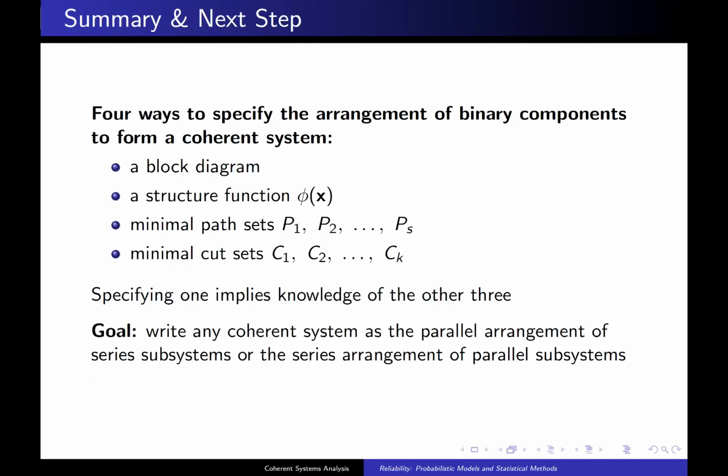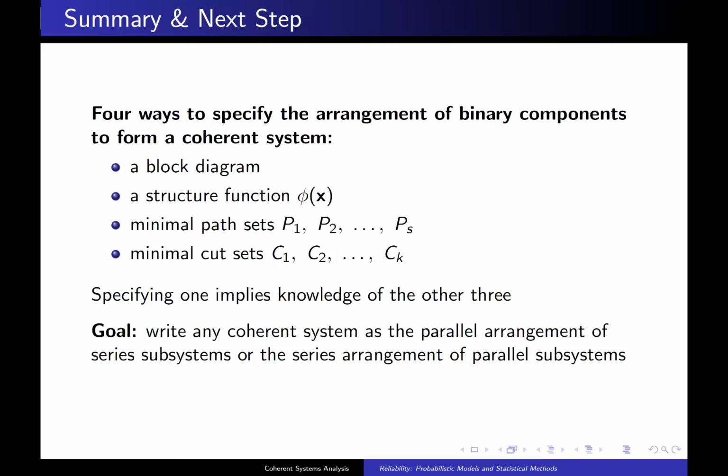So at this point, we have established 4 different ways that we can specify the arrangement of binary components to form a coherent system. The first is to draw a reliability block diagram. The second way is to write out a structure function phi of x, where boldface x there is the state of the components x1, x2 through xn. The third is to specify the minimal path sets, P1, P2 up to P sub s.